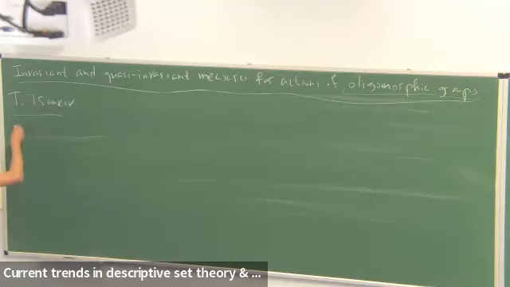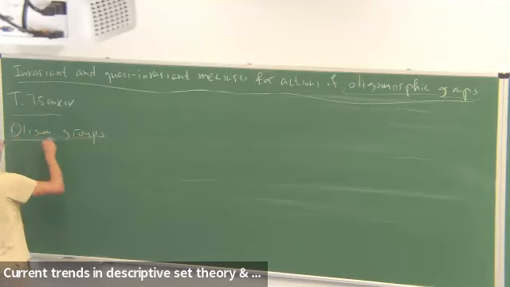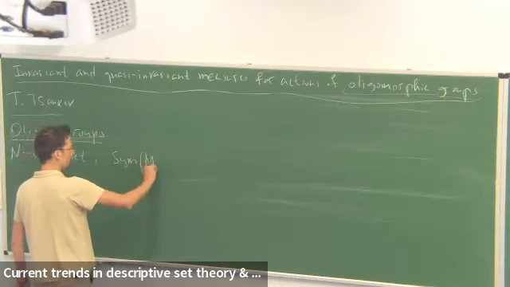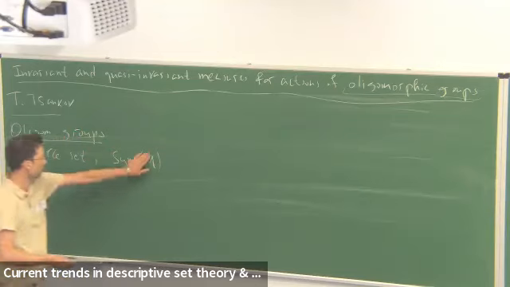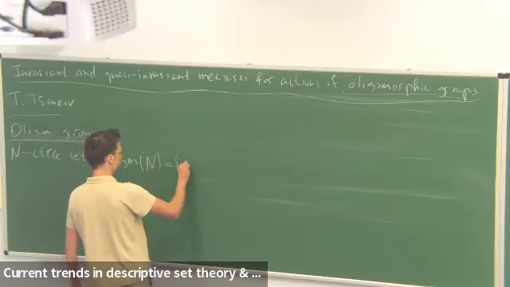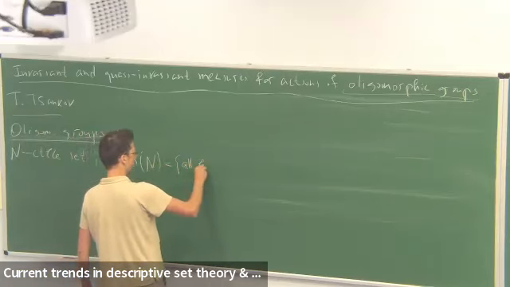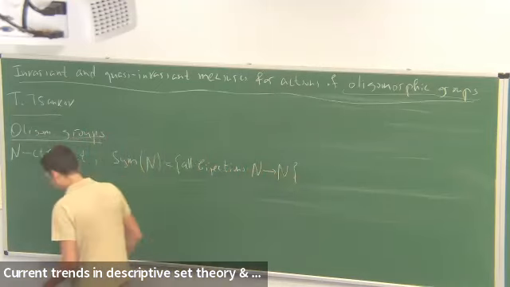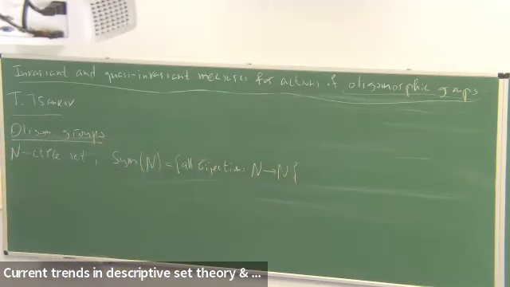Okay, so maybe I'll start with some definitions, the main objects that we want to discuss. We start with a countable set N, and then we look at the group of all permutations, the set of bijections from N to N. This is naturally a topological group, and the topology is the topology of pointwise convergence.